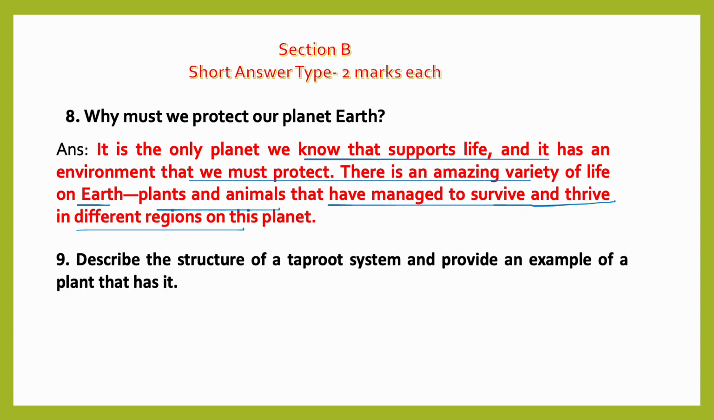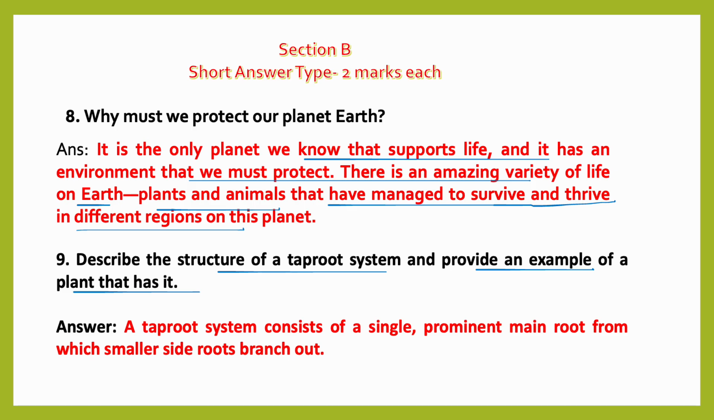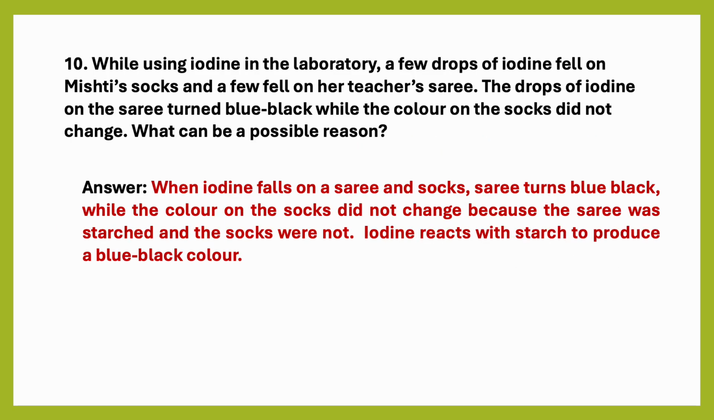Next one, describe the structure of a taproot system and provide an example of a plant that has it. A taproot system consists of a single prominent main root from which smaller side roots branch out. Examples: hibiscus, mustard, etc. So, a taproot system has a single prominent main root, and from this main root, smaller side roots branch out.